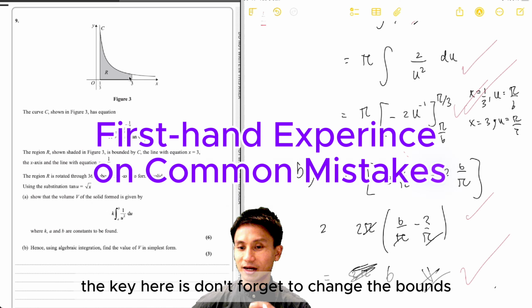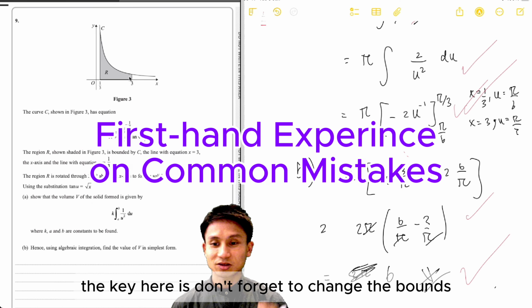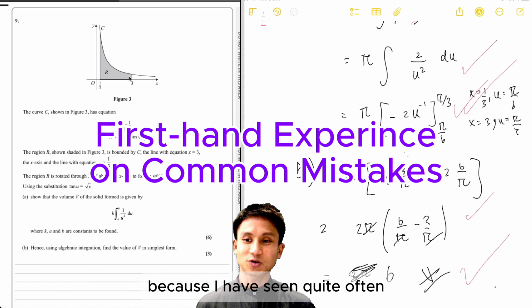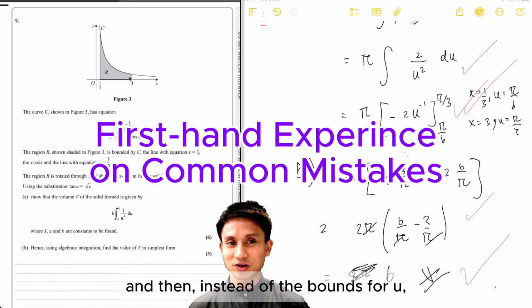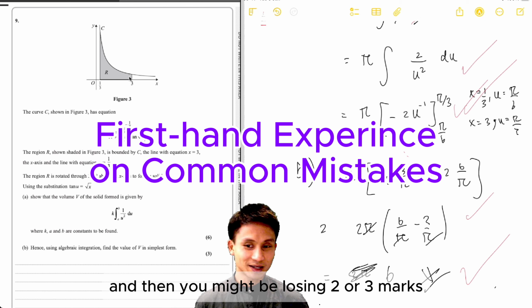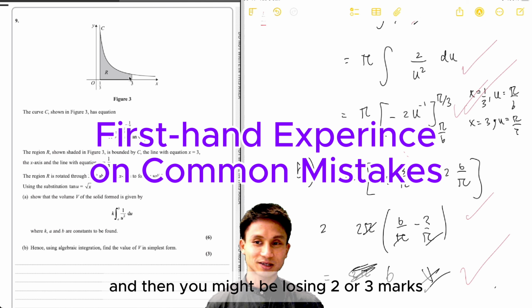The key here is don't forget to change the bounds. Because I've seen quite often people forget to change the bounds, and then instead of the bounds for u, they have the bounds for x, and then you might be losing 2 or 3 marks.